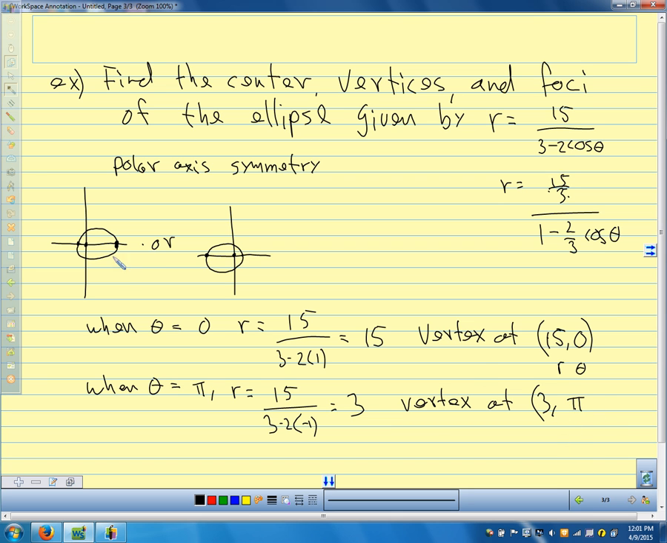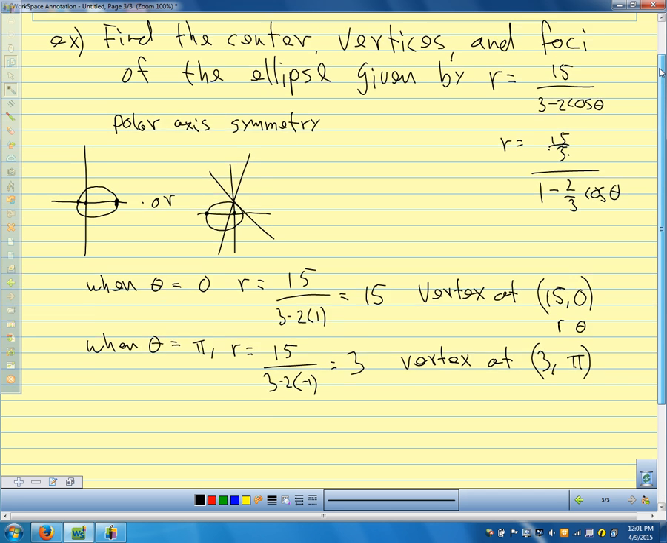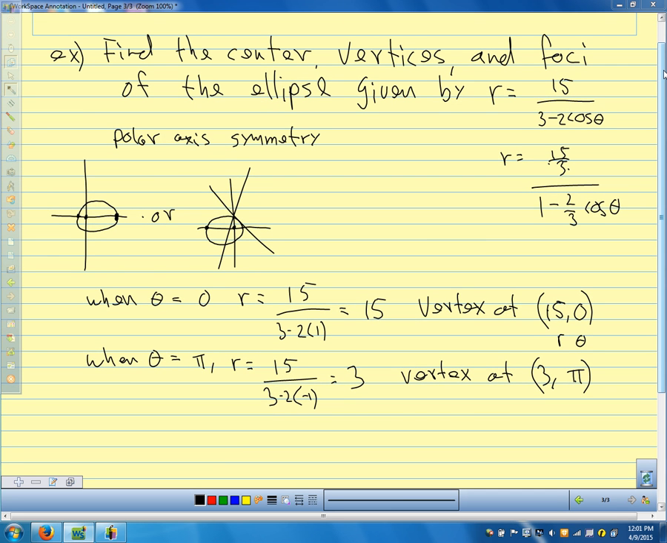So which one is it going to be? This one or this one? First one, because this is going to be 15, 0, and it's going to be 3, pi. Since this one is bigger, we have to have this one, so we know it's not that. All right, now we have the two vertices, to find the center, the foci, all of that.